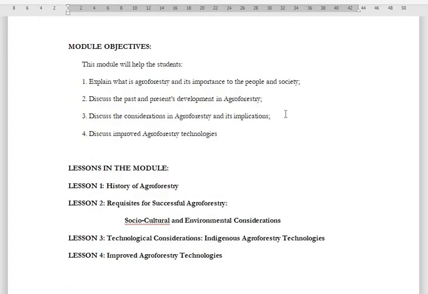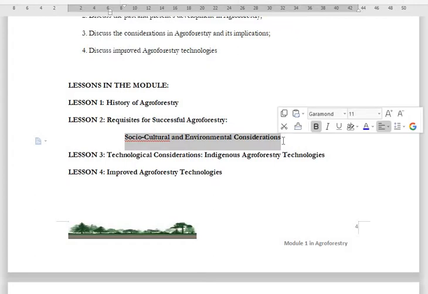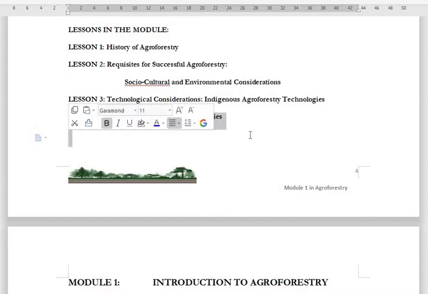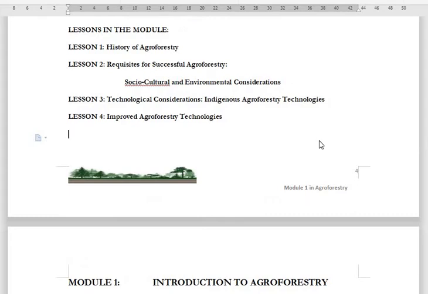So in this module, dunay upat ka lesson nga involved, no? So lesson 1, history, lesson 2, mga requisite for successful agroforestry. Then the first requisite is being tackled in lesson 2, so the socio-cultural and environmental considerations. Lesson 3 is all about the technological consideration. And lesson 4 is about improved agroforestry technologies. So, atong module 1 coverage for prelim is module 1, lesson 1, 2, 3, and 4.